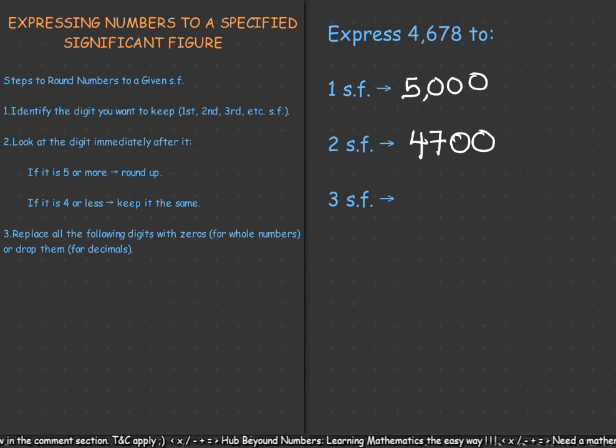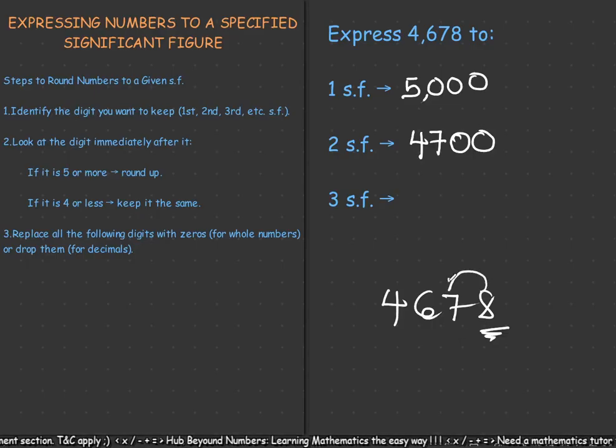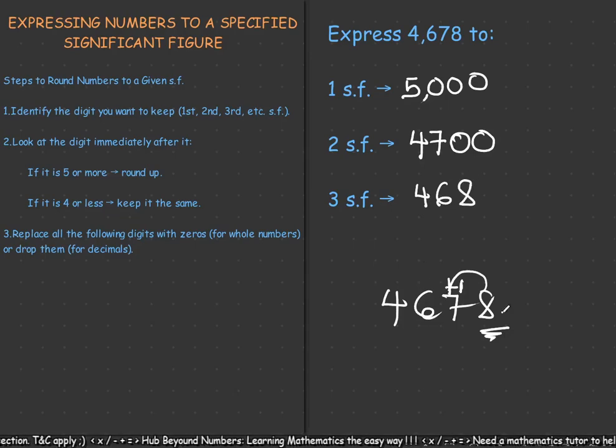Now we look at our last one. That is in three significant figures. So write 4,678. First significant figure, second significant figure, and third significant figure. Now this here is 5 or more, and hence we are allowed to add 1 to this digit over here, so that it becomes 6. Instead of 7 now, we have our 8. And the last digit here becomes a 0.